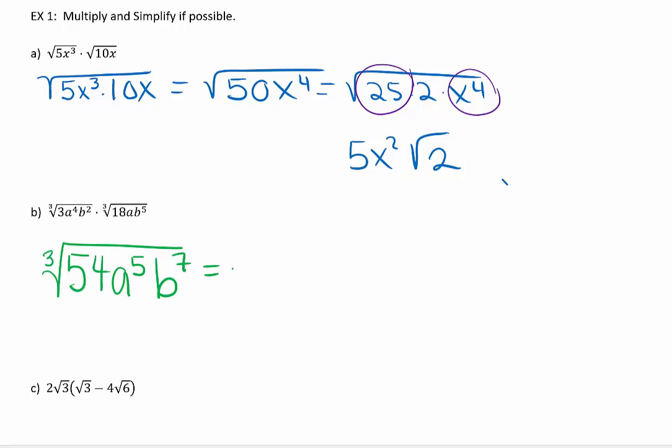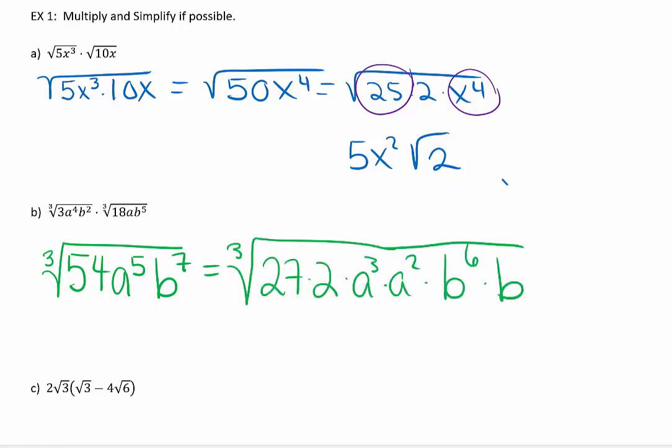3 times 18 is 54. A to the fourth times a is a to the fifth. B squared times b to the fifth is b to the seventh. This is a cube root, so I'm going to look for perfect cubes. 54 is 27 times 2.